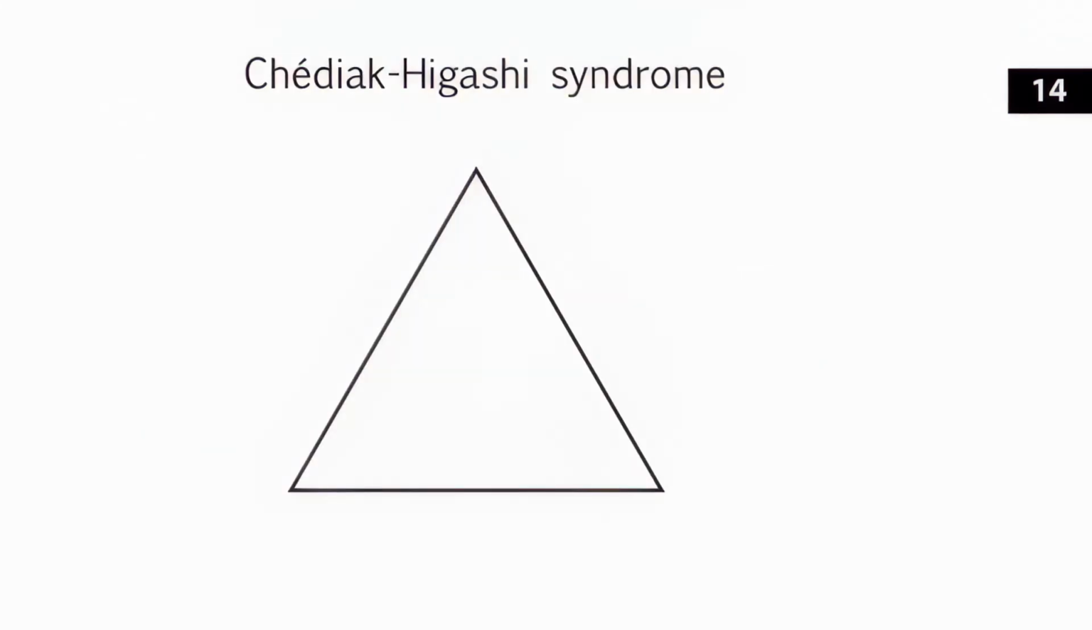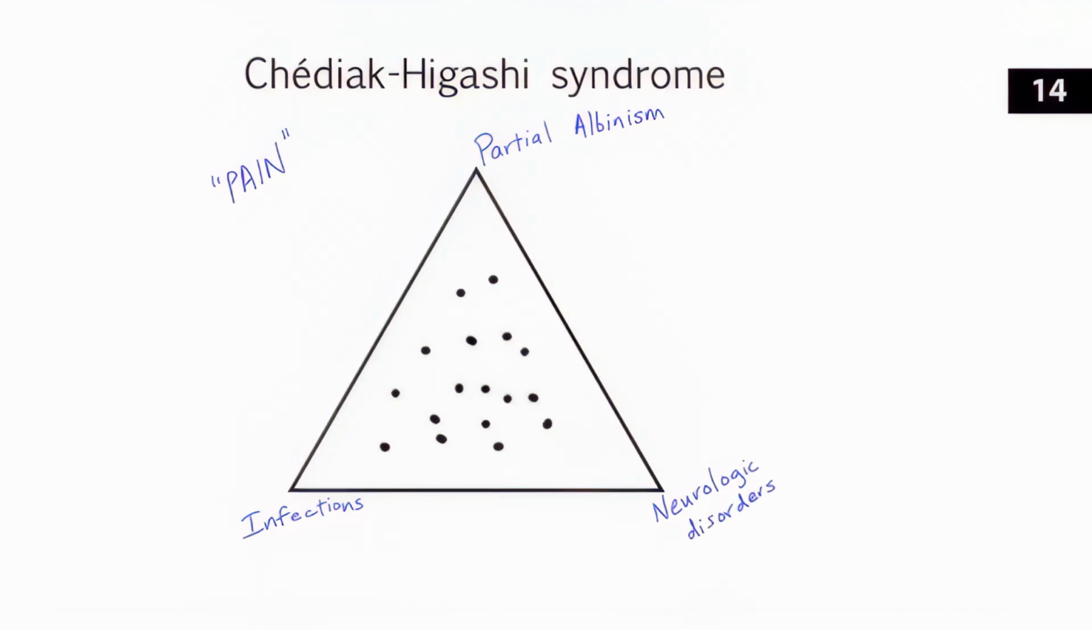A student sent us this quick mnemonic for the triad of Chediak-Higashi syndrome, which is called the pain triangle. PA is for partial albinism, I for infections, N for neurological disorders. And then you draw some dots inside the triangle to remind you of the cytoplasmic granules that accumulate inside the cells.